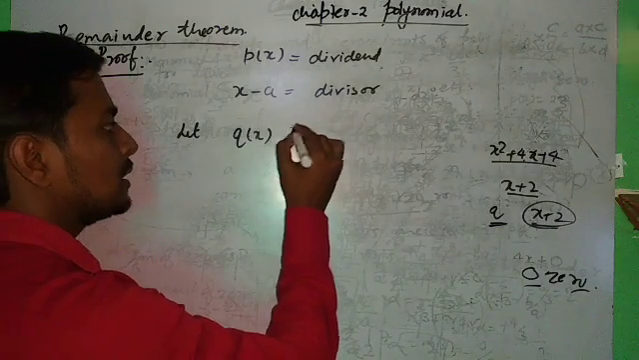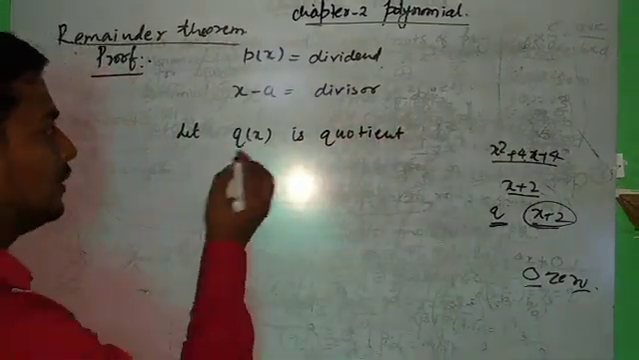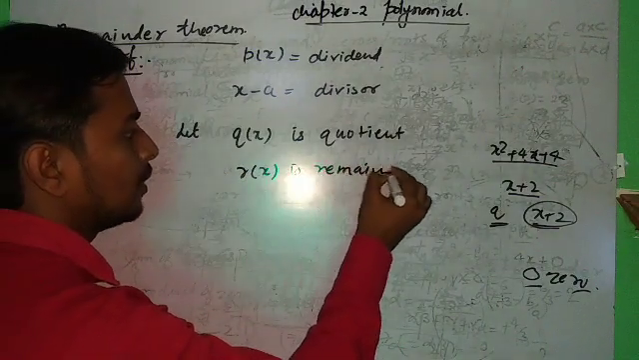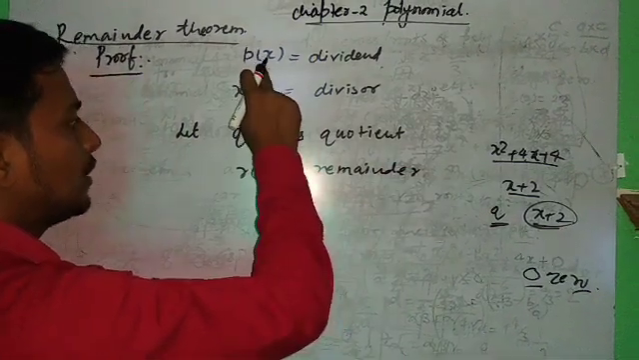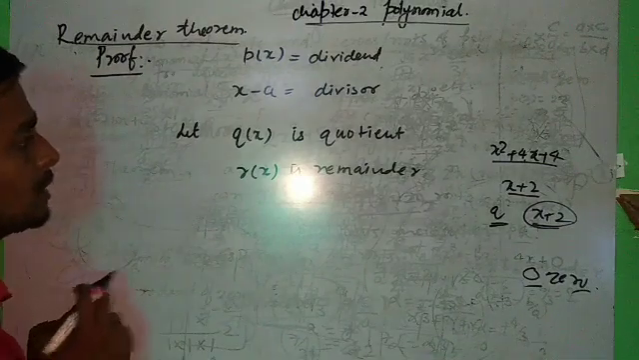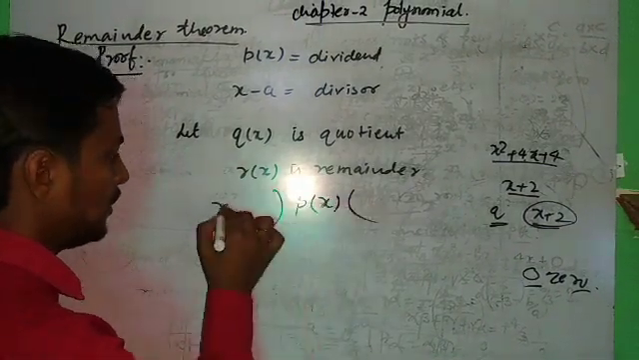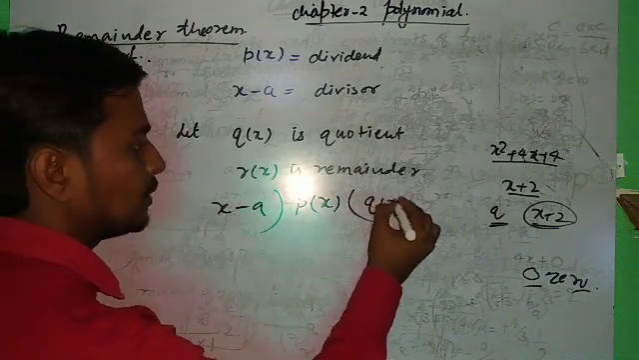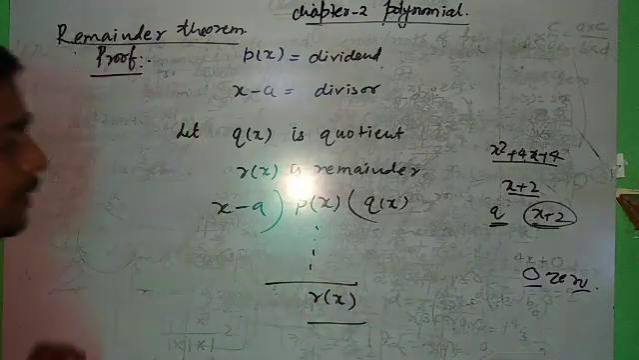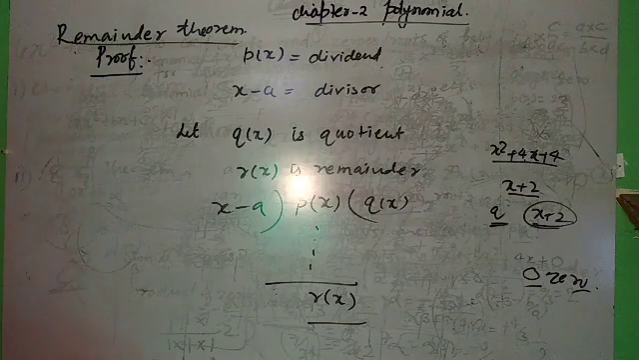So let q(x) be the quotient and r(x) the remainder. Because the polynomial is in variable x, the quotient will also be in x, and the remainder will also be in x. Simply, p(x) is divided by x minus a, q(x) will come here, and by doing the process the remainder r(x) will come here.